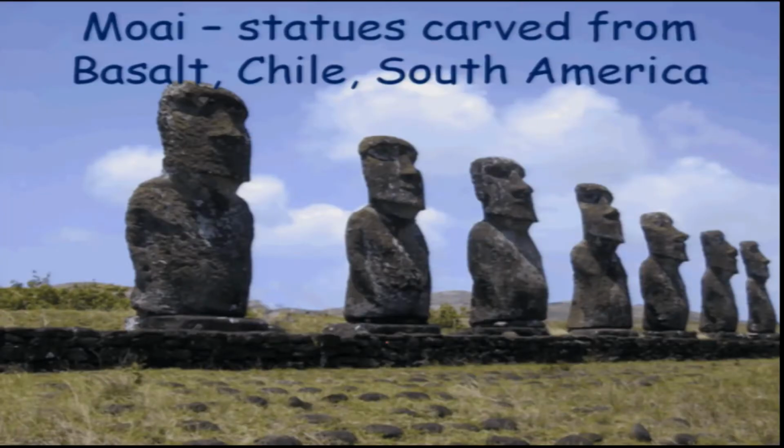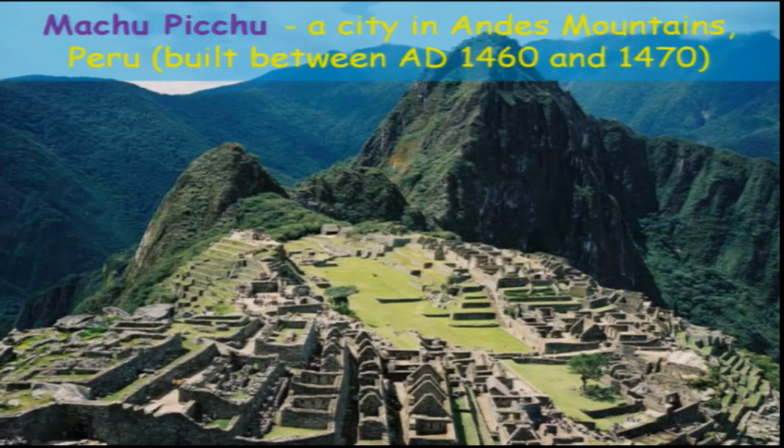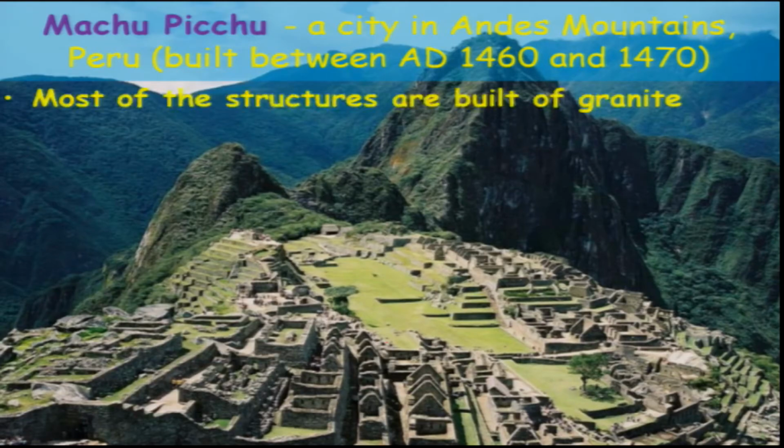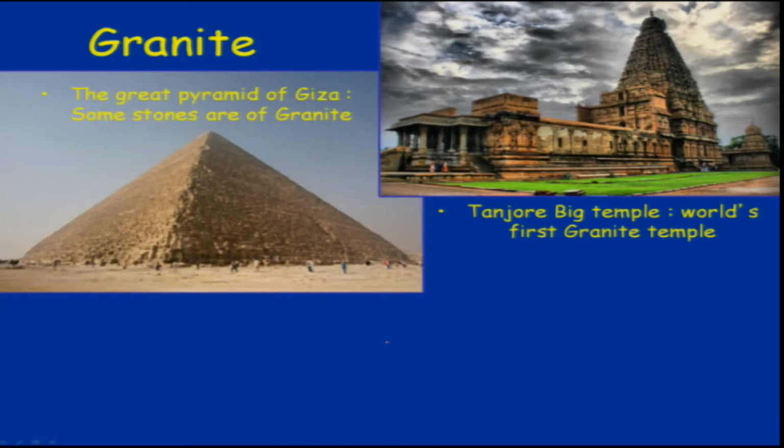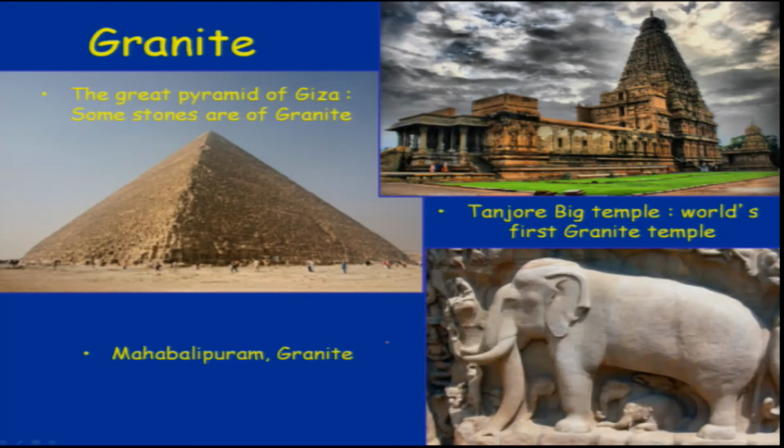Then we have the Moai statues carved from basalt. This is in Chile, in South America. Then this is Machu Picchu, a city in the Andes Mountains, Peru, which was built between AD 1460 and 1470, and most of the structure has been built from granite. Then we have the Thanjavur Big Temple, the world's first granite temple, and then the pyramids, and then Mahabalipuram, again a temple, where most of the carving was done using granite.